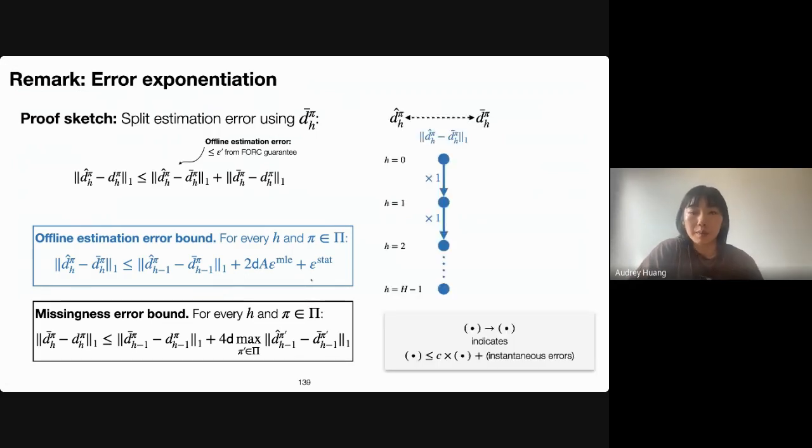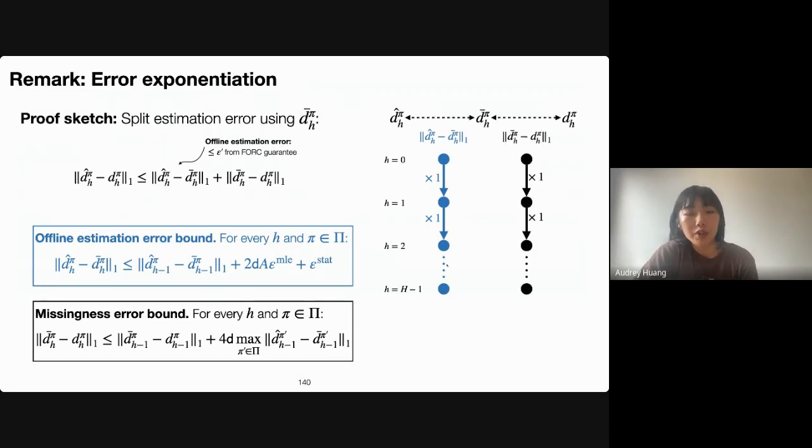And so if you express this decomposition as a chain form with a circle representing the offline estimation error at time h, the x1 arrow reflects the multiplicative nature of the error accumulation over time steps, specifically that it's linear. So this x1 is reflecting the dependence of d hat h pi minus d bar h pi on d hat h minus 1 pi minus d bar h minus 1 pi, and doesn't include these instantaneous errors here.